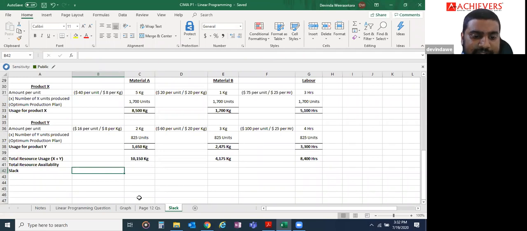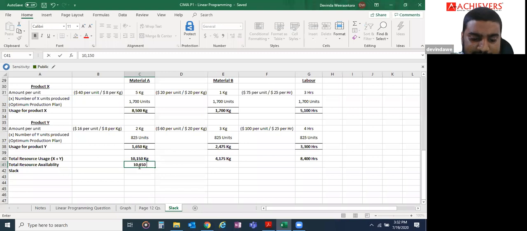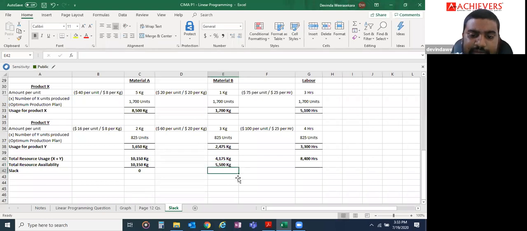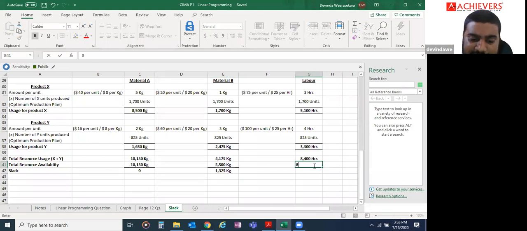So total resource available, how much? Material A available 10,150 kilos. So I have 10,150 kilos and I have used 10,150 kilos. What's the slack? 0, right? Material B, I have 5,500 kilos and I am using only 4,175 kilos. So the slack is 1,325 kilos. Labor, I have 8,400 hours and I'm using 8,400 hours. Okay, 0 slack.